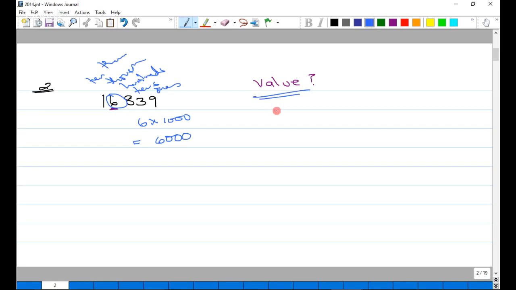All right. So 6 would actually be 6 by 1,000, which is the same as 6,000. And this is talking about the what? True value. If this is the true value, then it's going to be 6,000. If it's the place value, it's going to be just 1,000. And if it's the face value, it's just 6. Yes, sir.